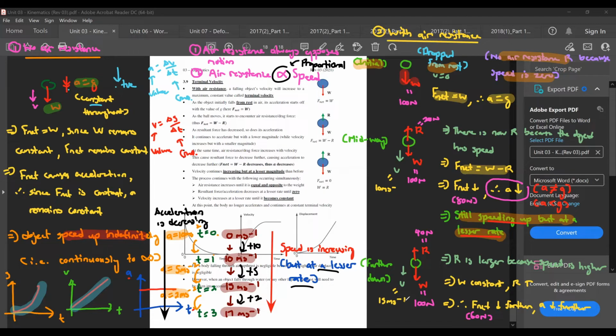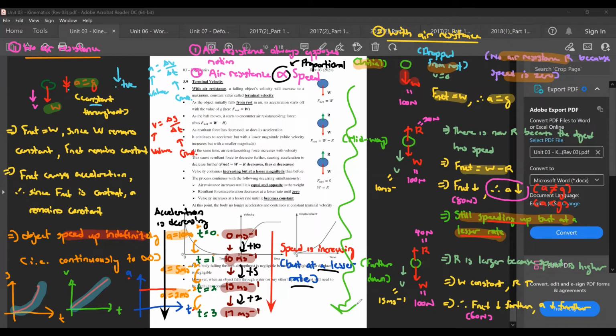Okay, so this is what you're seeing right here. You are having an increase in speed, although you have a reduction in net force and a reduction in acceleration. The thing that you just want to see here is this. I know that if I keep dropping down, the weight remains constant, but my air resistance will keep increasing.